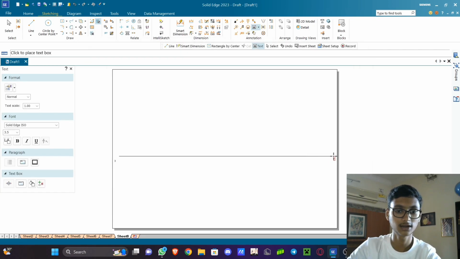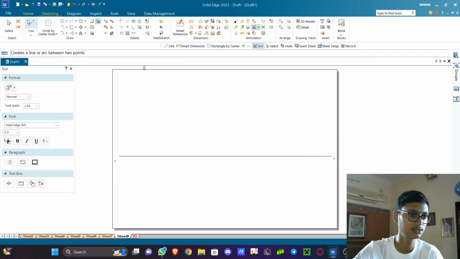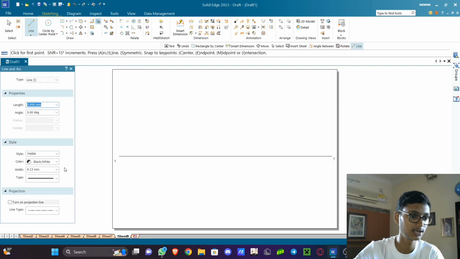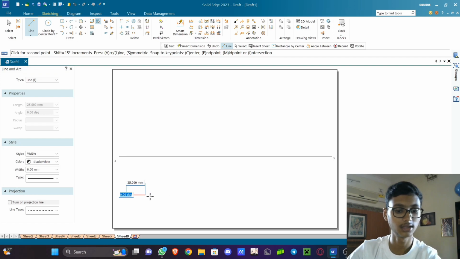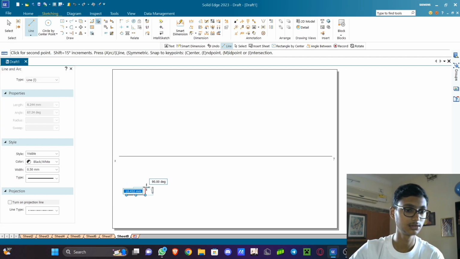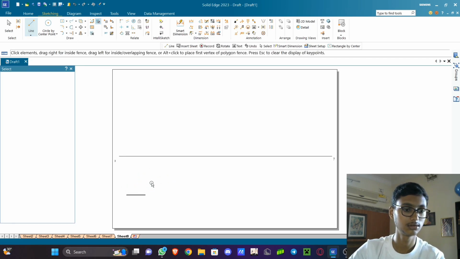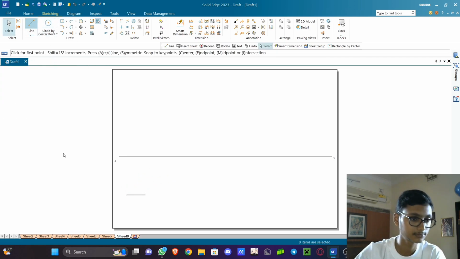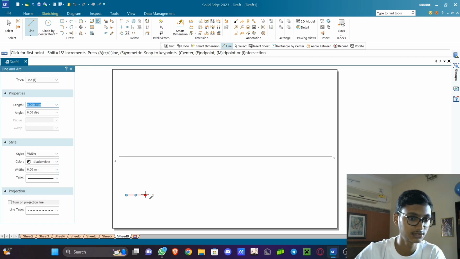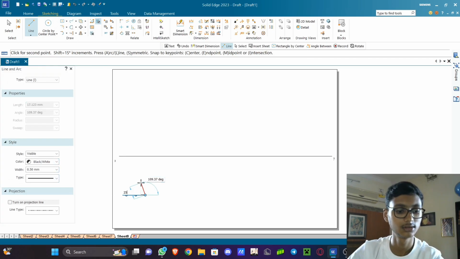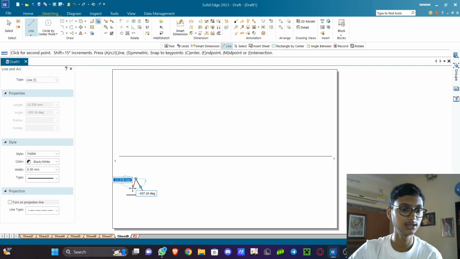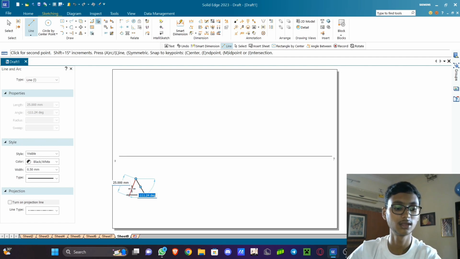Now we need to draw a triangular lamina of 25 mm size. So the lamina side should be a thick line. Let me select 0.50 mm, 25, enter, 0, enter. Then next it is 25 and 120. 25, 120, enter. Next it is 25 and 240. You need to add plus 120. So 25, 240.